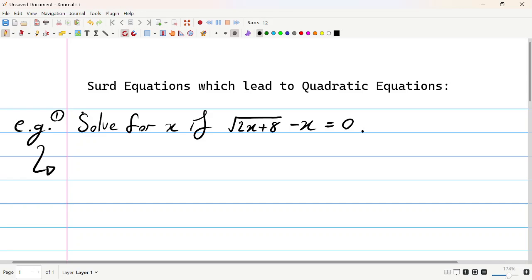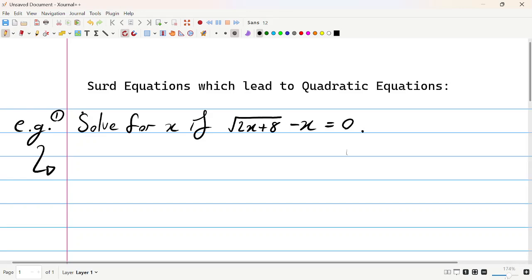Hello everybody. So for this video, we are going to be doing surd equations which lead to quadratic equations. Now first things first, we don't know what we are supposed to be doing for this one, but we have the following. It says solve for x if the square root of 2x plus 8 minus x is equal to 0.